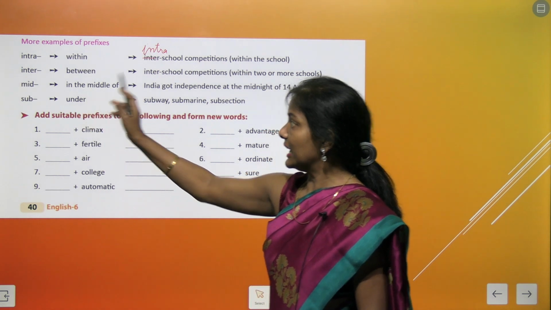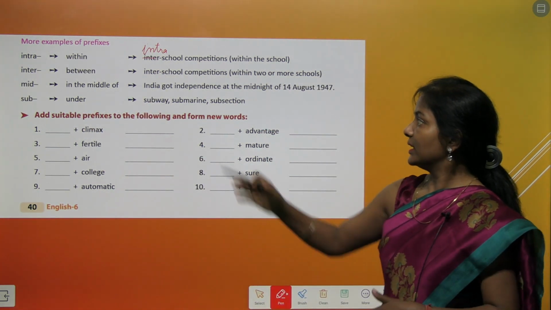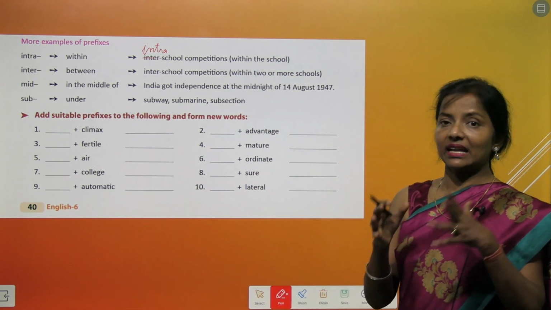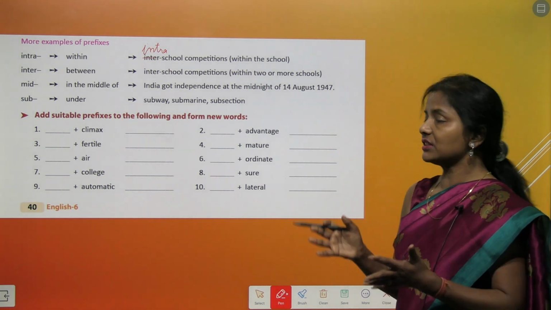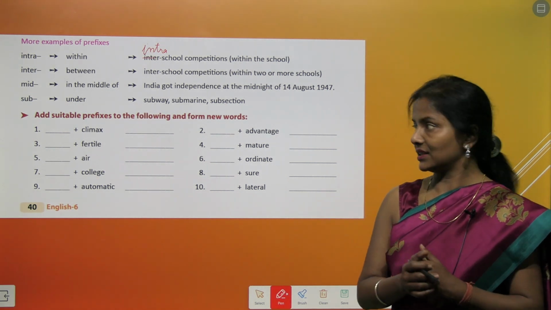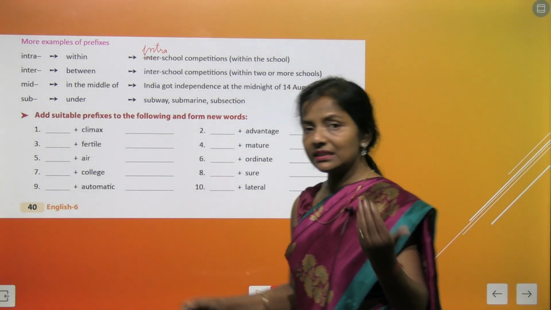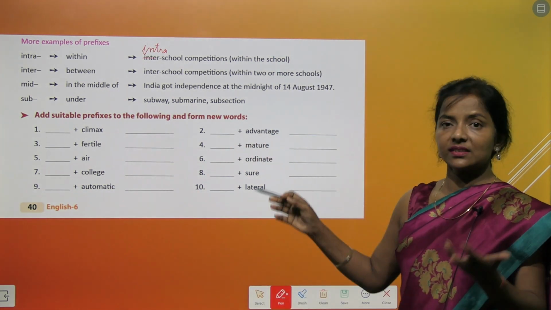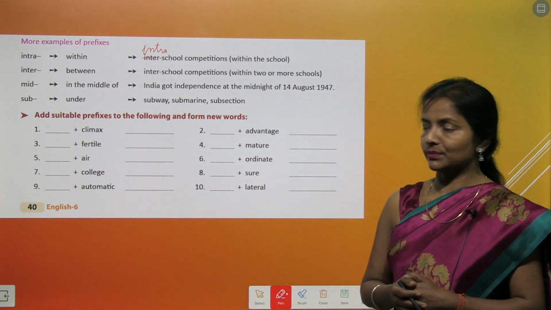Mid, in the middle of. India got independence at the midnight of 14th August 1947. Sub means under: subway, submarine, subsection.